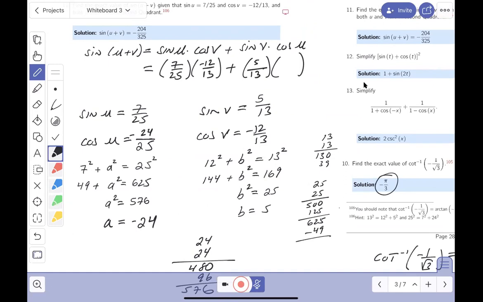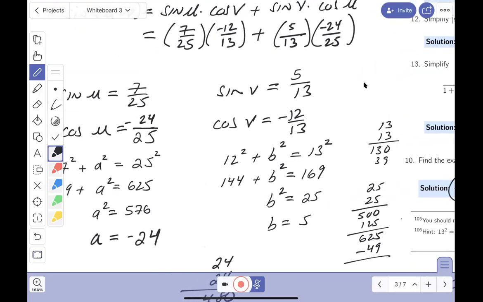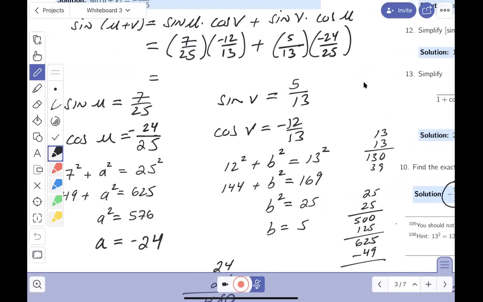What's the cosine of u? Minus 24/25. By the way, the numbers did work out pretty nice. All right, so the same denominator in both cases, 13 times 25 is 250 and then 75, which is 325. We'll check the answer later, by the way.